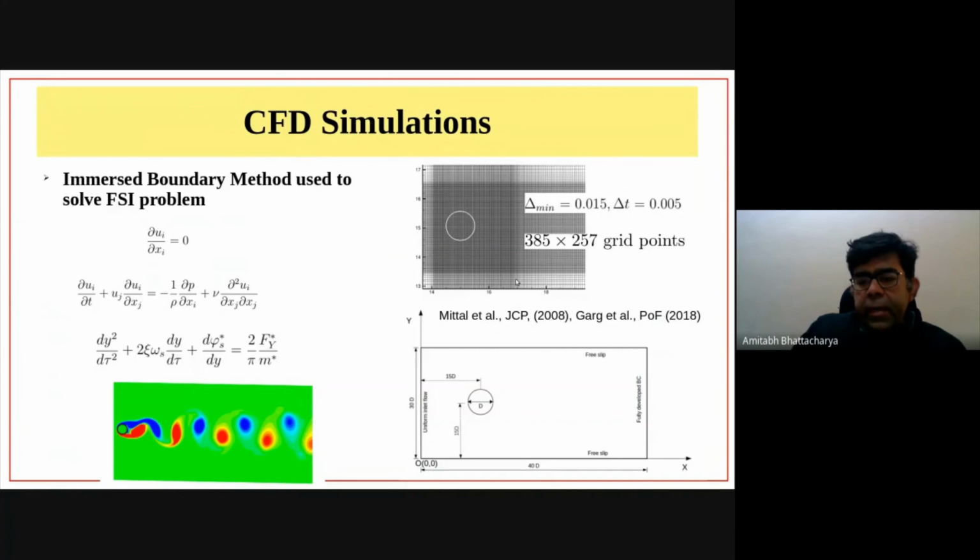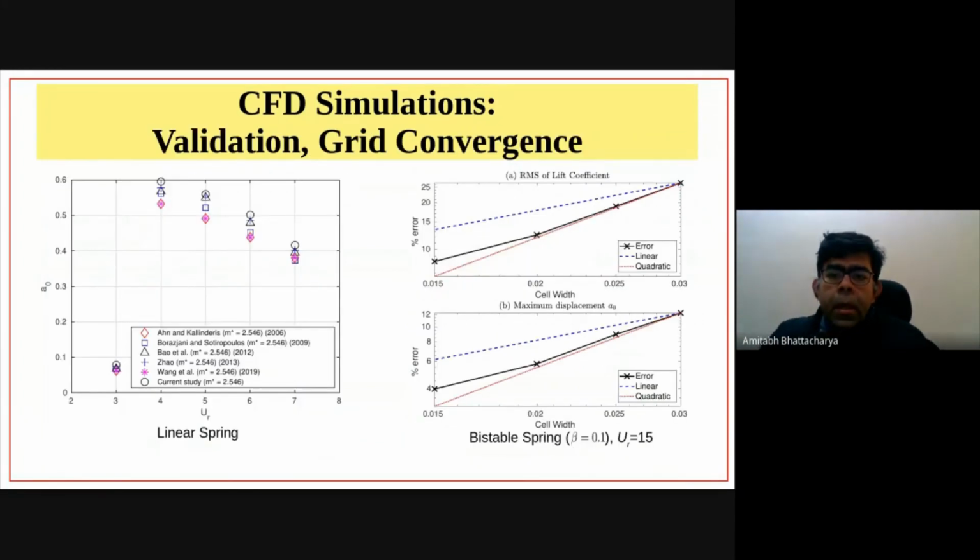This is based on the ghost cell based immersed boundary method, which Professor Rajneesh Bhardwaj works on a lot, and we used a code based on that method. We did lots of validation here, and we also looked at the grid convergence. We are getting an order of accuracy somewhere between 1 and 2. It's closer to 2, closer to being quadratic in terms of grid convergence.